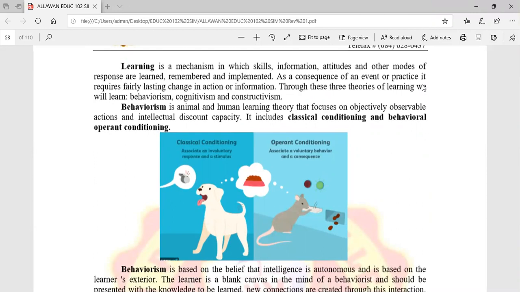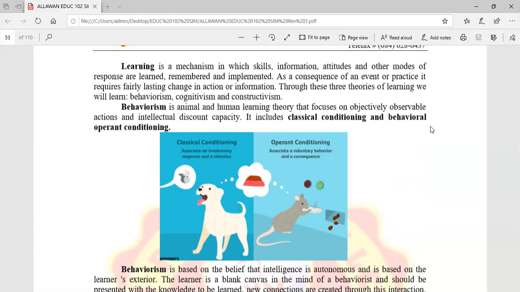For the essential knowledge, as we all know, learning is a mechanism in which skills, information, attitudes, and other modes of response are learned, remembered, and implemented as a consequence of an event or practice. It requires fairly lasting change in action or information through three theories of learning that we will learn: first is behaviorism, cognitivism, and constructivism. When we say behaviorism, from the word itself, behavior.